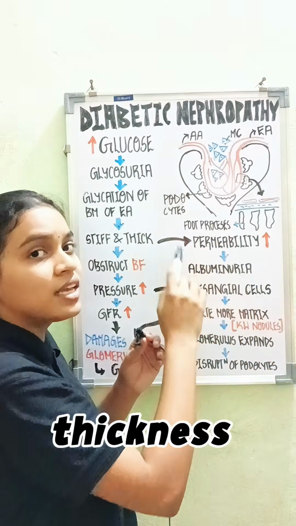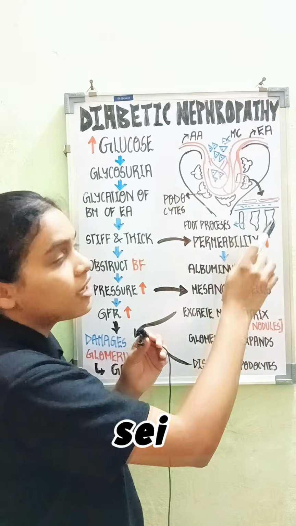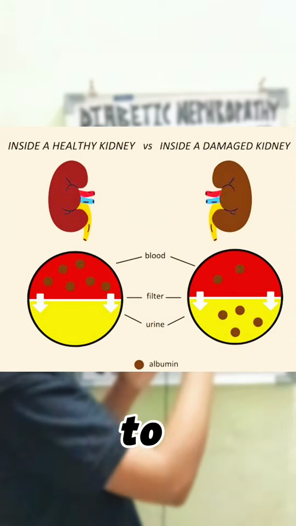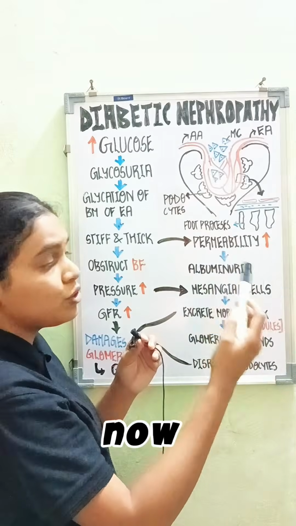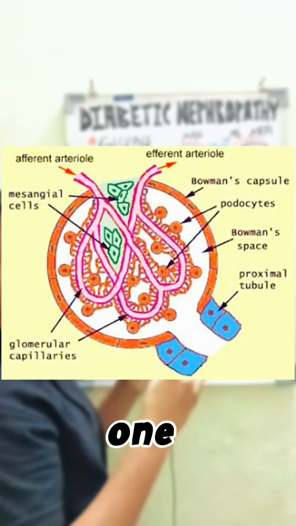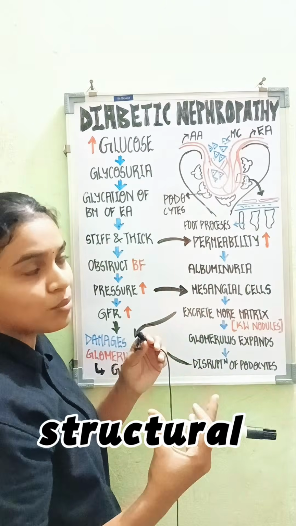But because of the thickness, there is a structural damage जिसके वजह से charge lose कर देता है and there is no more repulsion to the albumin and albumin starts to get into the urine जिसको हम बोलते हैं albuminuria. Now there is this particular cell जिसको हम बोलते हैं mesangial cells. Mesangial cells are the ones जो basically glomerulus को structural support देते हैं.